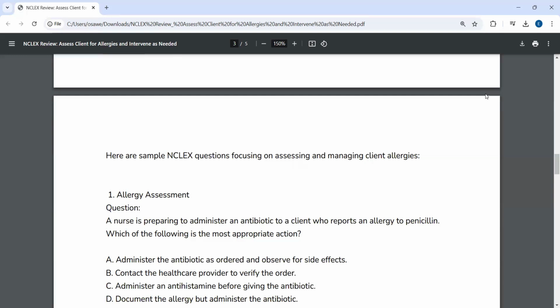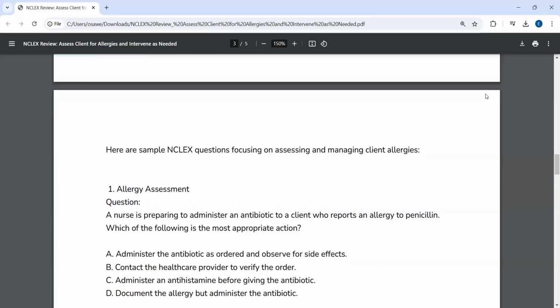So let me read the options. Administer? No, I will not do that. Contact the healthcare provider to verify the order? Sounds like something I want to do. Administer histamine before giving the antibiotics? No. The fact that we know this patient has an allergy to this medication, we are not giving it at all. Document the allergy but administer? We don't want to administer. Do we want to kill the patient? No, so we want to do B, guys.